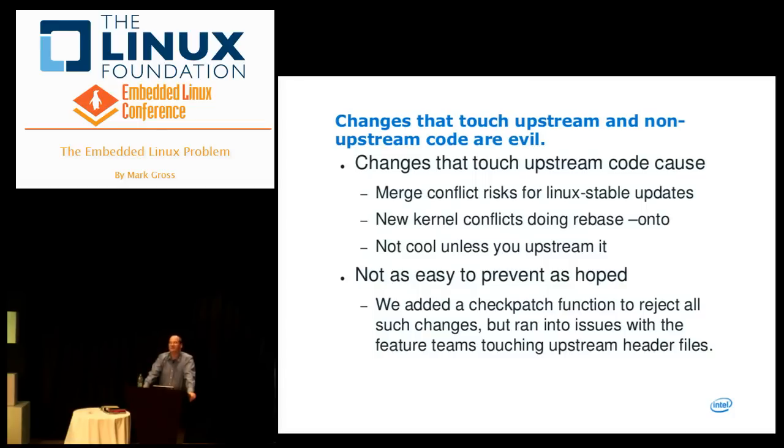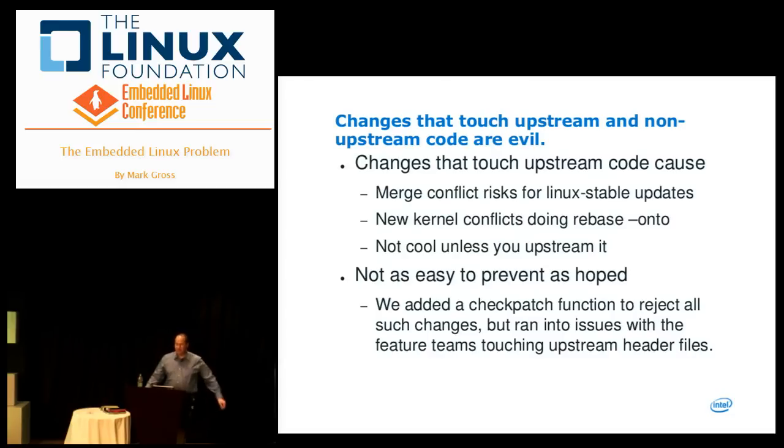You want to prevent people from touching both upstream and non-upstream code in the same commit, because that results in merge conflicts. I didn't mention it earlier. I'll mention it later in one of the slides. It's kind of a graph. But in our process, periodically we merge in from Linux stable. If your driver has to touch an upstream file and a non-upstream file in the same commit, and there's a merge conflict, it makes it hard for me to revert that change so that I can get my merge done. So what I normally like to do is revert the conflicting one, and then fix it up later after it.